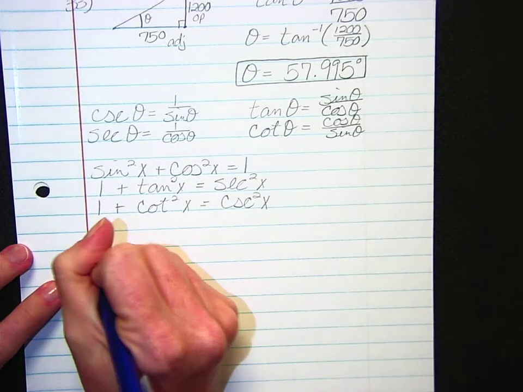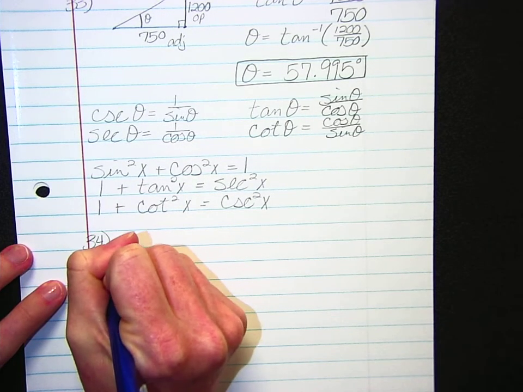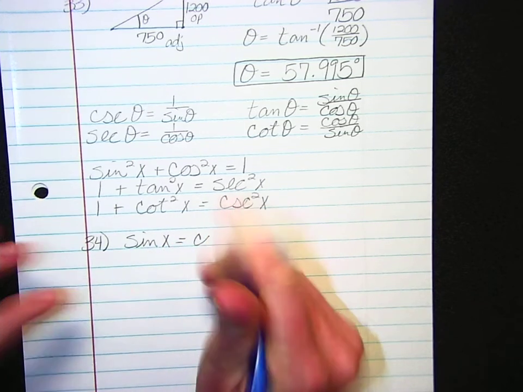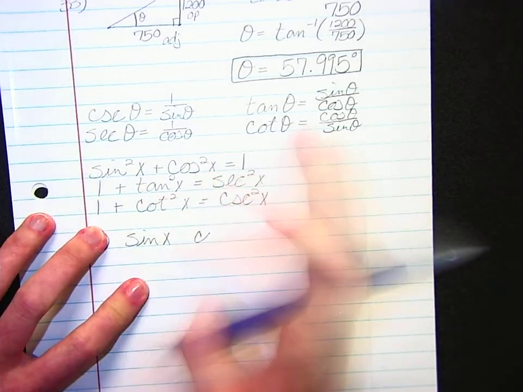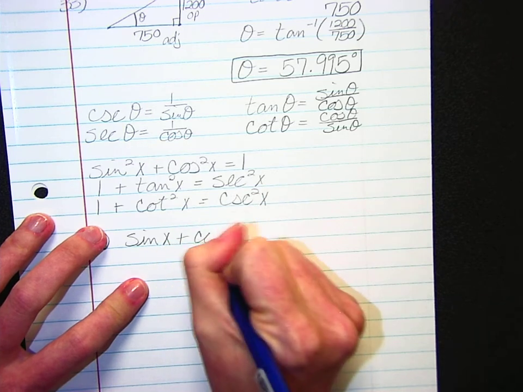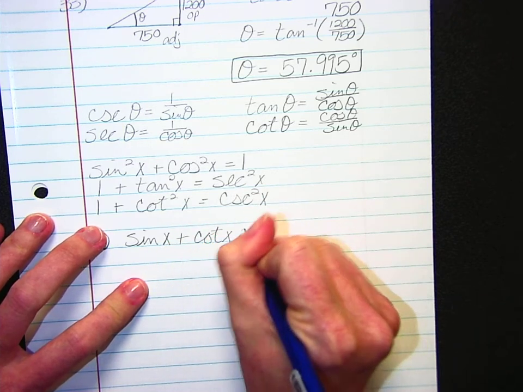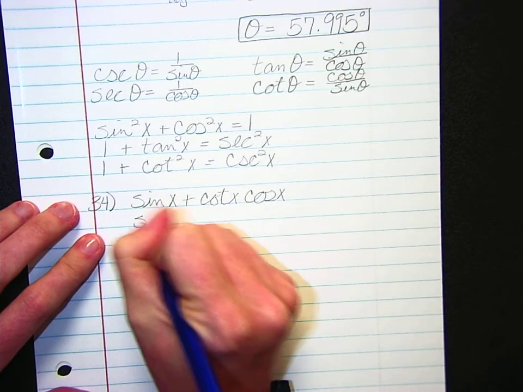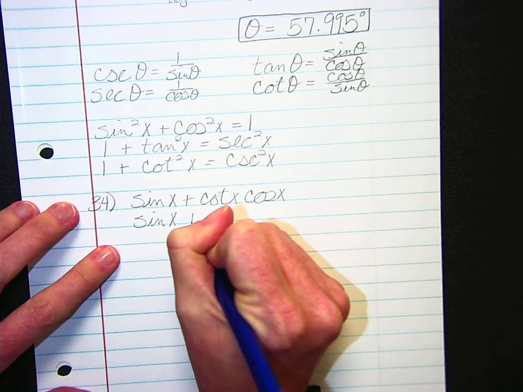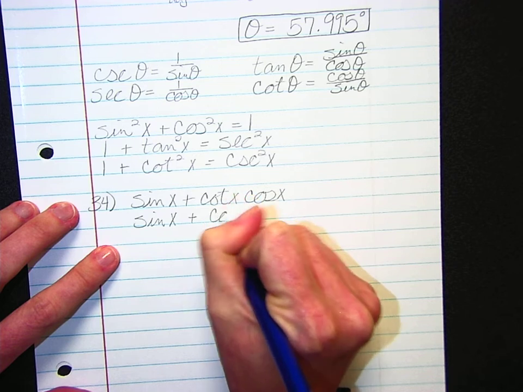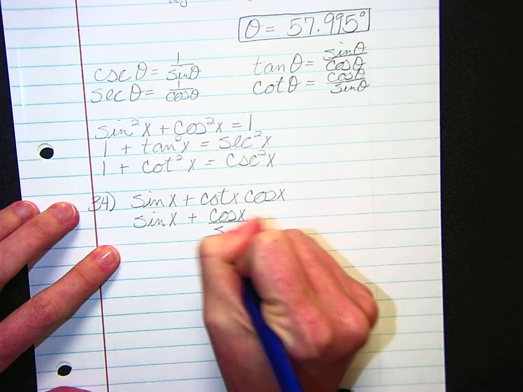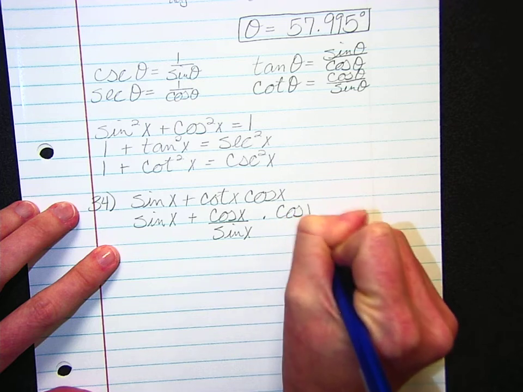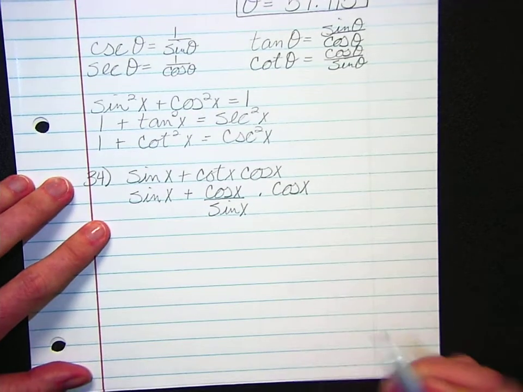Alright, so on number 34, I want to simplify one of these. So I've got sine x plus cotangent x times cosine x. And I just want to get this in its simplest form. So let me start by changing everything into terms of sine and cosine. So I'm going to put this cotangent right here as cosine over sine, and then I've still got a times cosine. Right, next let's do a little algebra.